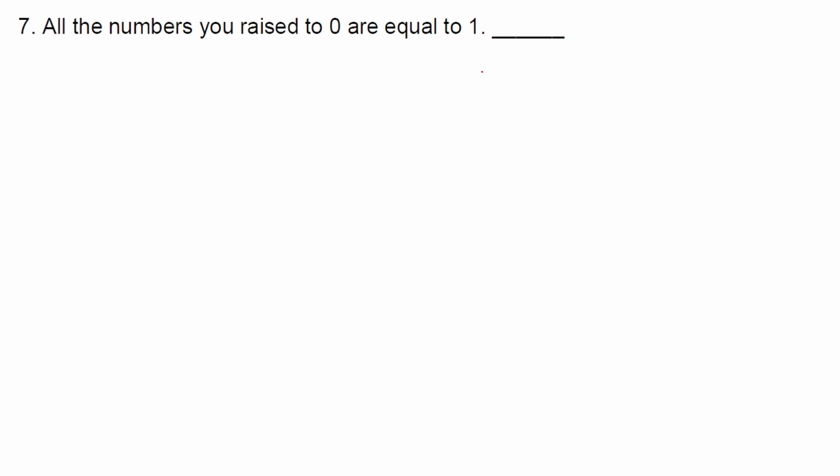Okay? Next one. All numbers you raise to 0 are equal to 1. Let's check. Actually, this one is almost true, right? Because let's say, for example, we have 3 raised to 0, that's 1. 4 raised to 0, that's 1. 100 raised to 0, that's still 1.